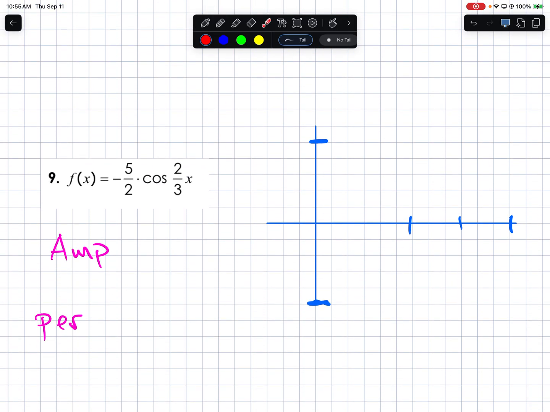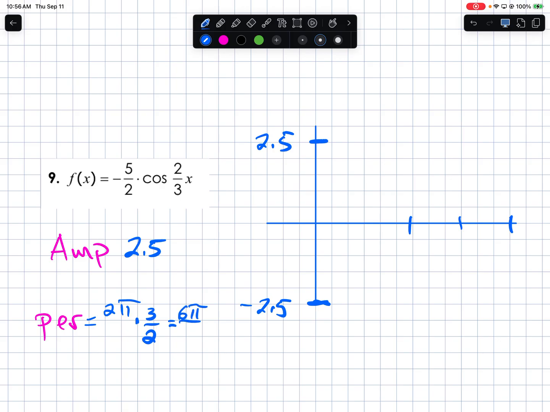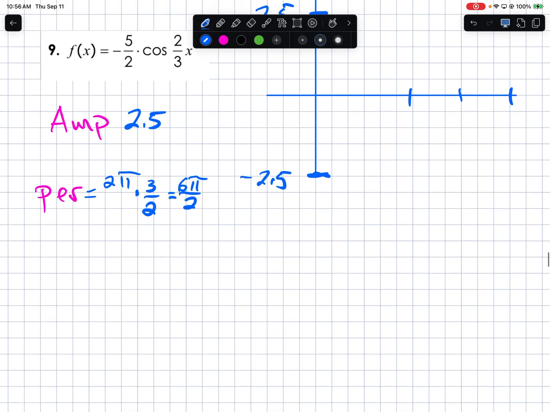So 2.5 is 5 divided by 2. So you could write 2.5 on your graph, negative 2.5 on your graph. The period, this one's a little more messed up. So I'm going to do copy dot flip right away. Right, so I copied the 2 pi, dot instead of divide, and I flipped 2/3 to 3/2. And then what do I get? I get 6 pi over 2. And 6 pi over 2 is just 3 pi.